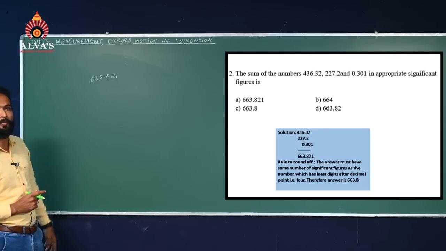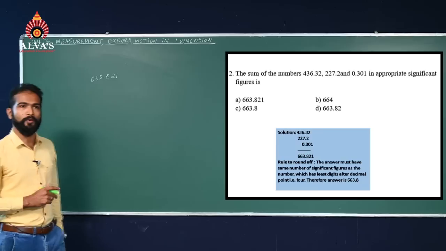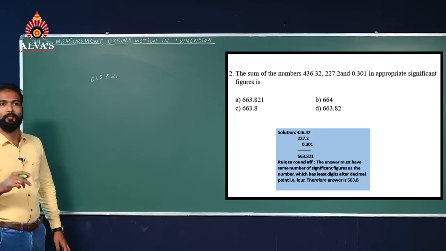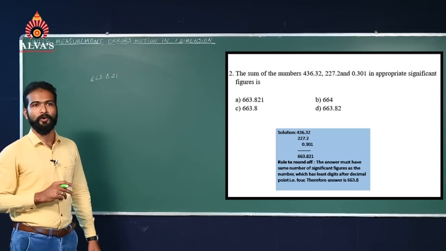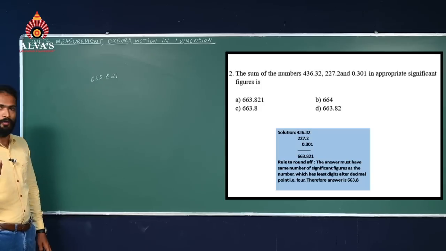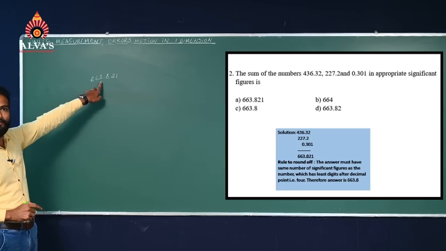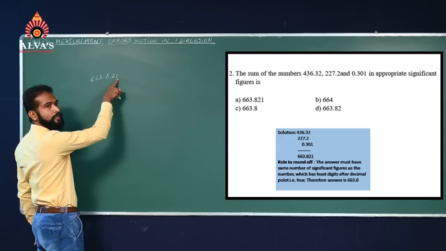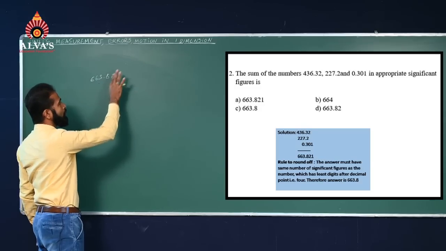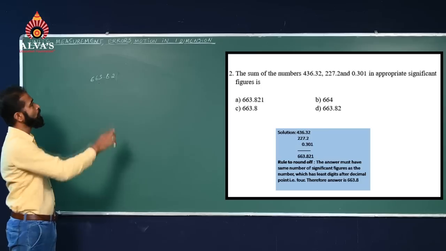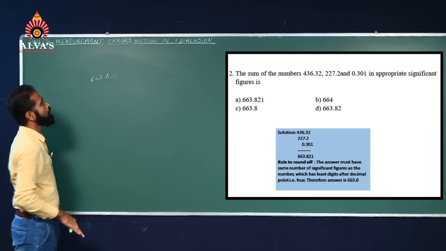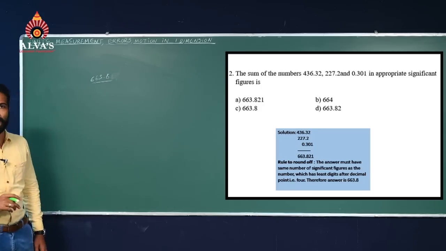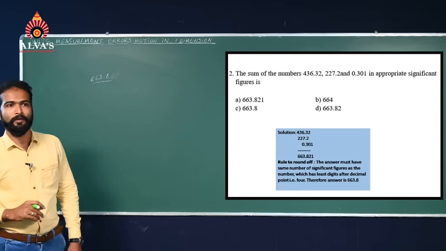If you look at the given numbers, the second number, 227.2, has the minimum number of digits after the decimal point. So the second number has a total of 4 significant figures, so we have to round it off only to 4. Whenever you round it off, since 1 is less than 5, we can just neglect it. Once again, 2 is less than 5, we can neglect it, and the total answer will remain 663.8. That is option number C.